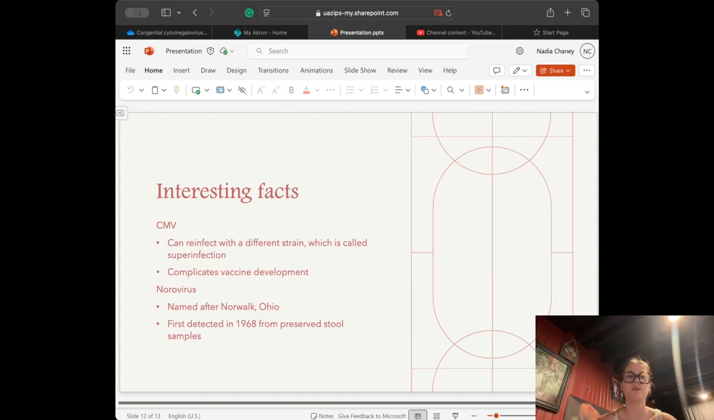So some interesting facts. CMV can reinfect with a different strain, and that is called superinfection, which complicates vaccine development. And then for norovirus, it was named after Norwalk, Ohio, because that's where one of the first outbreaks were. And it was first detected in 1968 from a preserved stool sample.